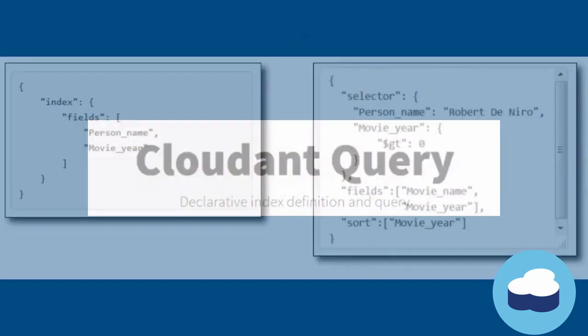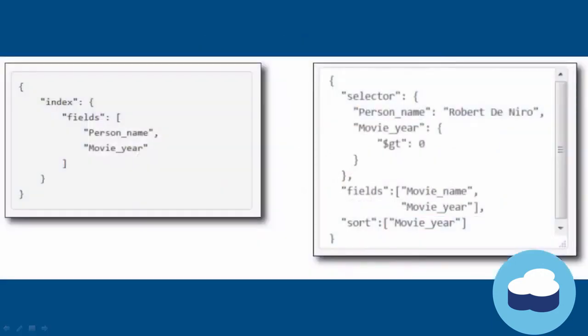The JSON object, here we have two objects. The JSON object on the left defines the new index and the JSON object on the right is an example of a request body to find docs using that index. On the right side, we have selectors, the person name, movie year. It is similar to Mongo style query. And on the left side, we have indexes and fields.